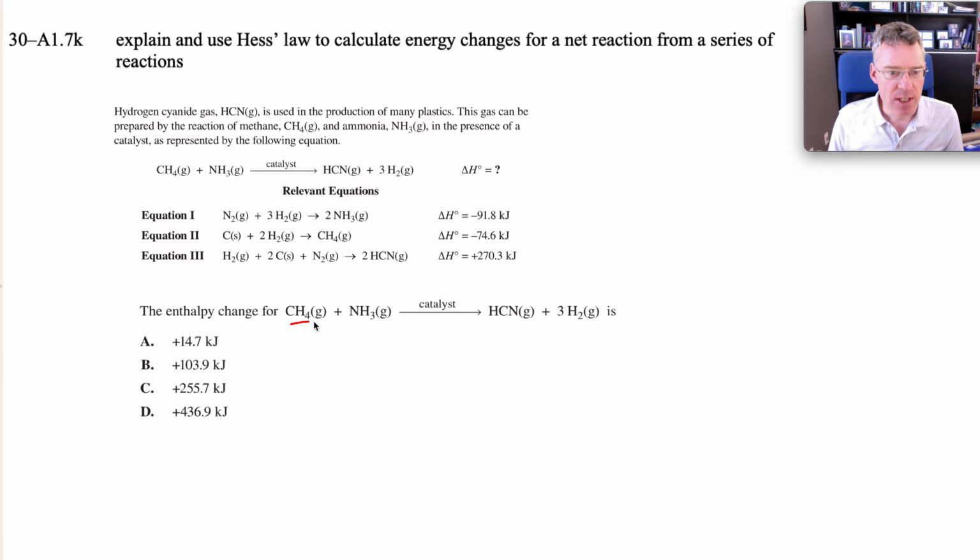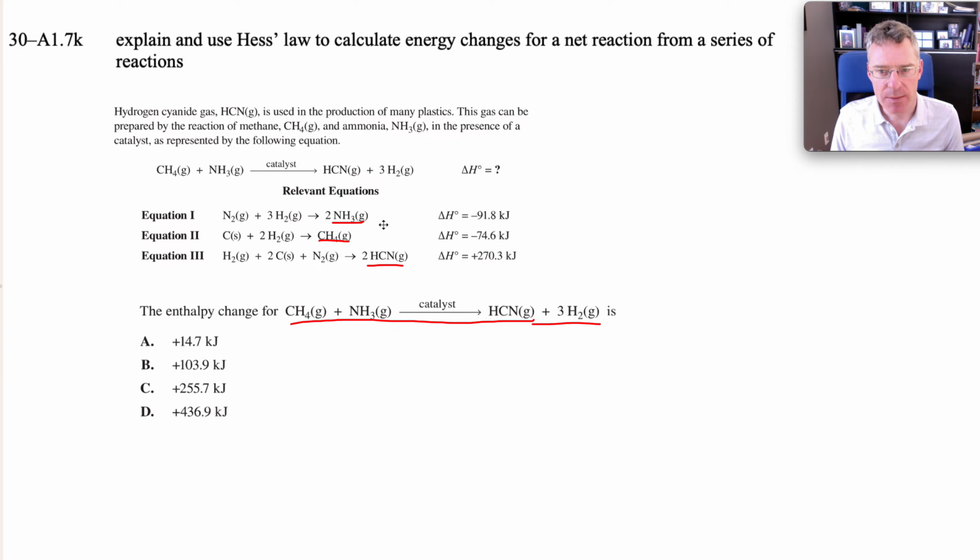So we're asked to generate this equation. The first thing I want to notice is, do I have any extra data? And we don't here. We need to get methane, so we're going to get methane from equation 2. We need to get ammonia. That's going to come from equation 1. Hydrogen cyanide is going to come from equation 3. So it looks like we need all of these, and we're going to have to get the hydrogen to work out. But it's key that we don't have to get rid of any of these.